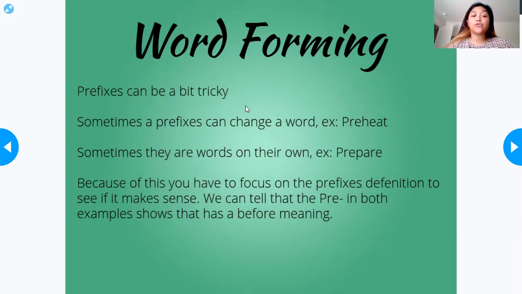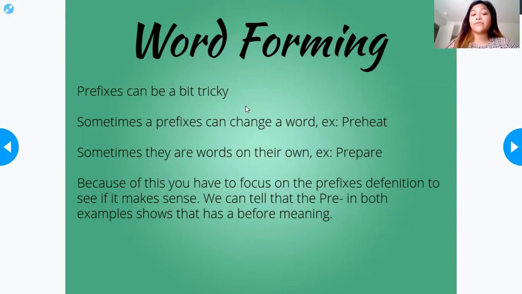Prefixes can be a bit tricky. Sometimes a prefix can change a word, for example, preheat. We know that heat is a word that can stand by itself and it means to warm up, right? But when we put pre in front of it, it changes the word entirely, meaning we are going to heat before we put something in, right? Sometimes they are a word that stands on their own. So prepare. Prepare means to do something before or get ready before you need to do something, right?